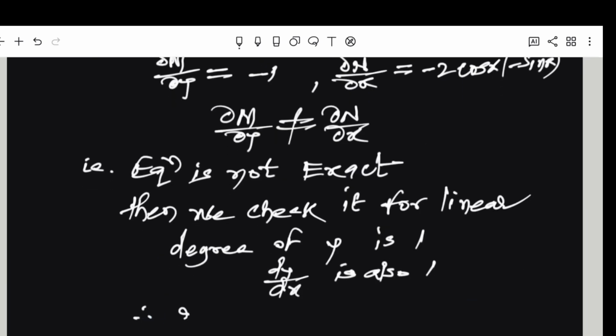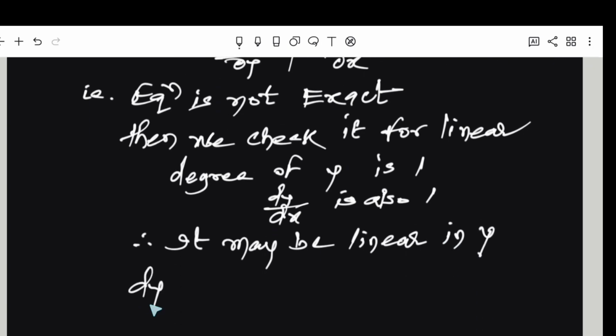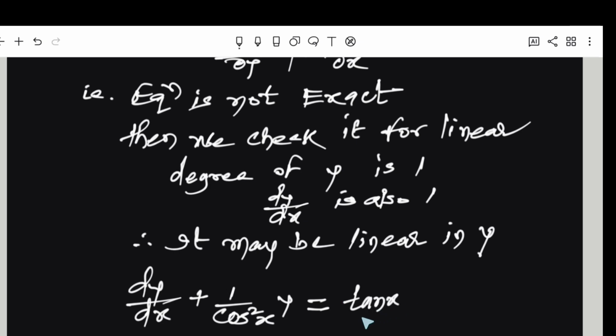If we see, the degree of y is 1 and the degree of dy by dx is also 1, means it may be linear in y. And therefore, converting it to that general form, dividing by cos square x throughout, we get dy by dx plus 1 by cos square x into y is equal to tan x divided by cos square x.